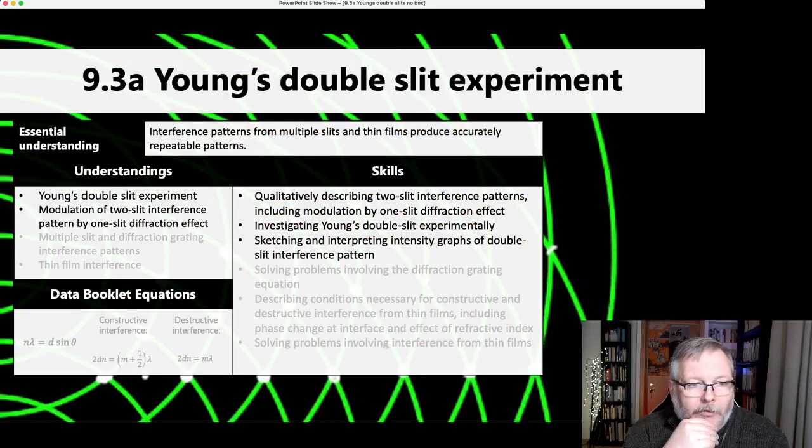Okay, so we've discussed Young's double slit experiment and Mr. Young. We've discussed how the 2-slit interference is modulated by the 1-slit diffraction pattern. It provides the envelope there, and we've shown how to investigate that experimentally. And then in a following video we'll look at a couple of questions on how to do this.